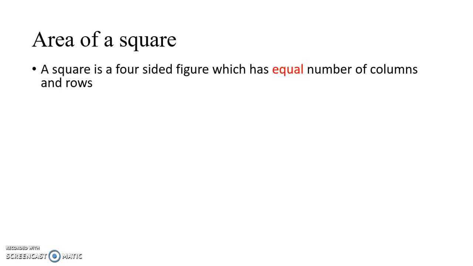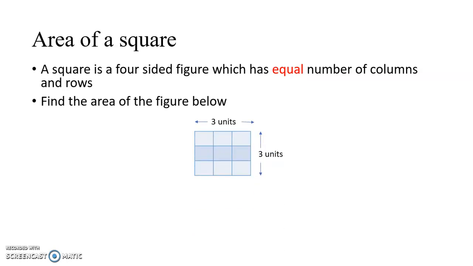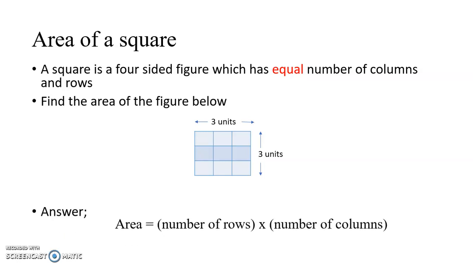The area of a square. A square is a four-sided figure which has equal number of columns and rows. Find the area of the figure below. The figure below is a square with 3 units horizontally and 3 units vertically. That means 3 units length and 3 units width.